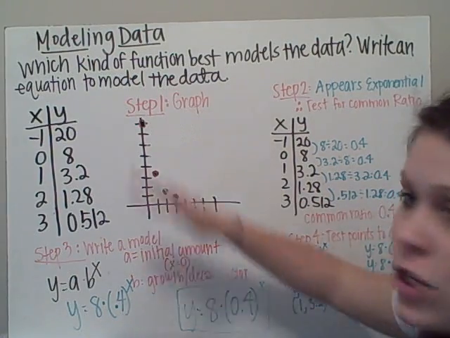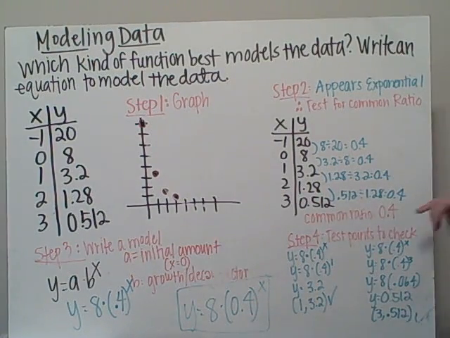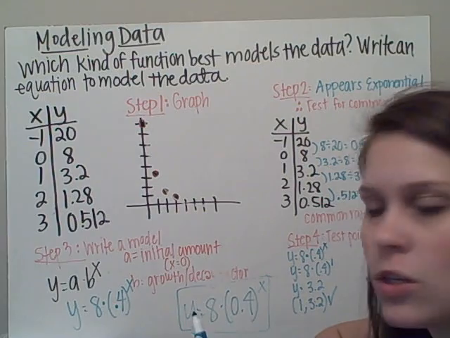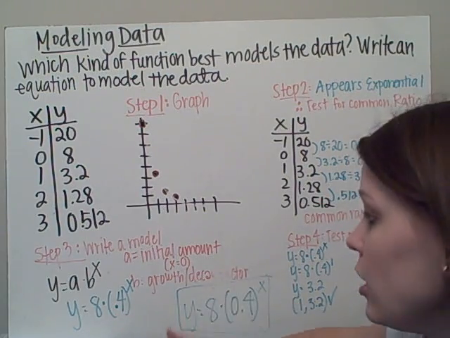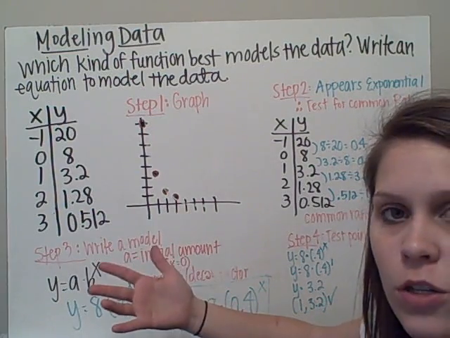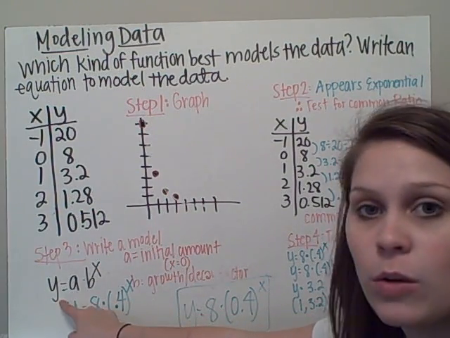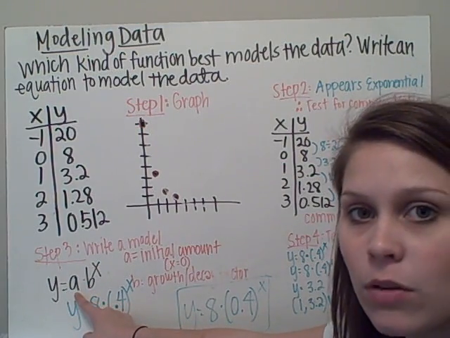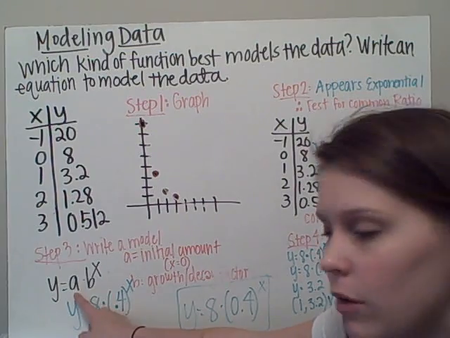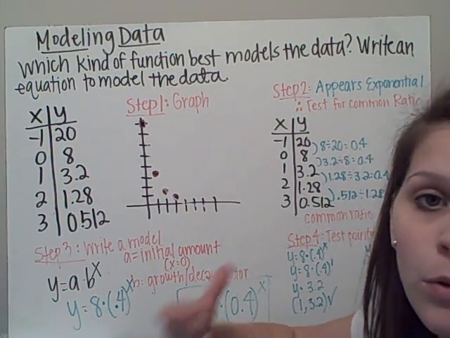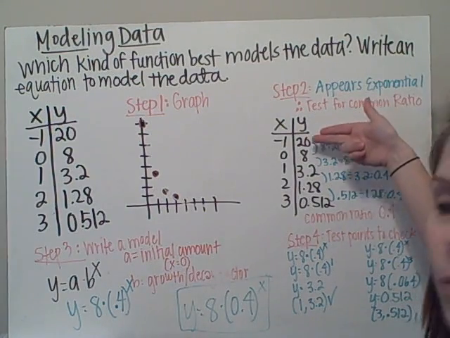So now we have the shape of an exponential, and all of these have the same common ratio. So those are two things that tell us that this is going to be an exponential function. Step 3 is to write the actual model for this function. Well, we know an exponential equation is y equals a times b to the x, where a is your initial amount. So that's normally when x equals 0. And then your b is your growth or decay factor. So that's your common ratio that you found in step 2.